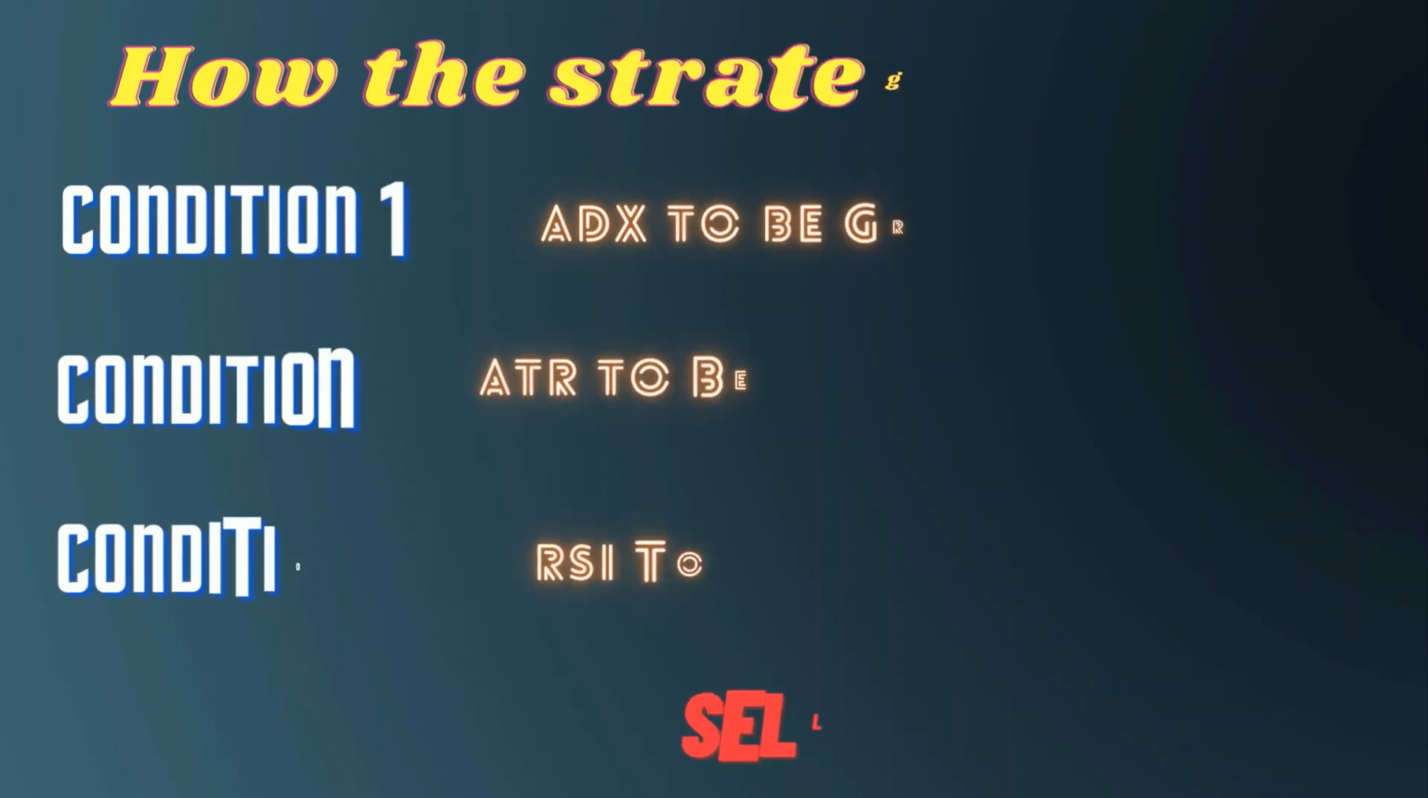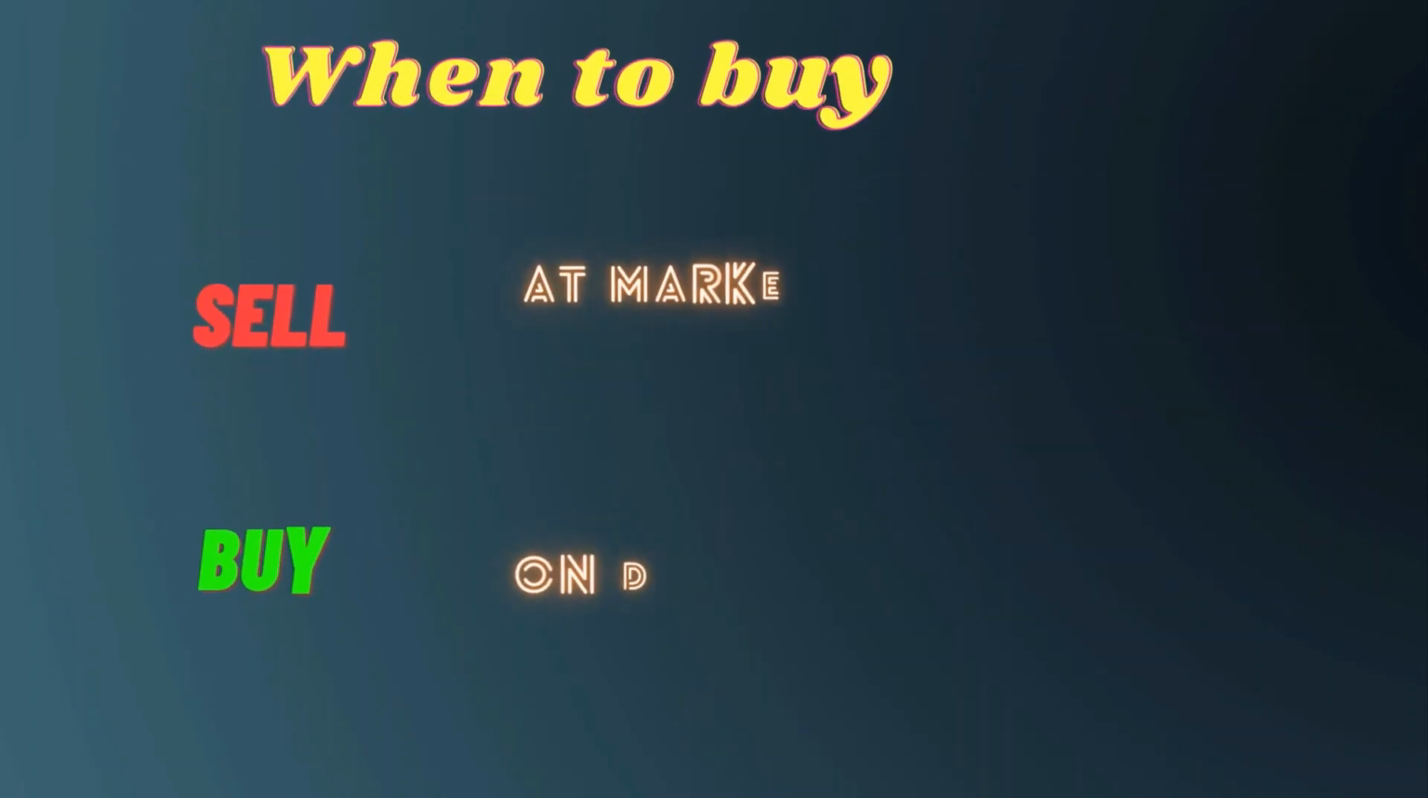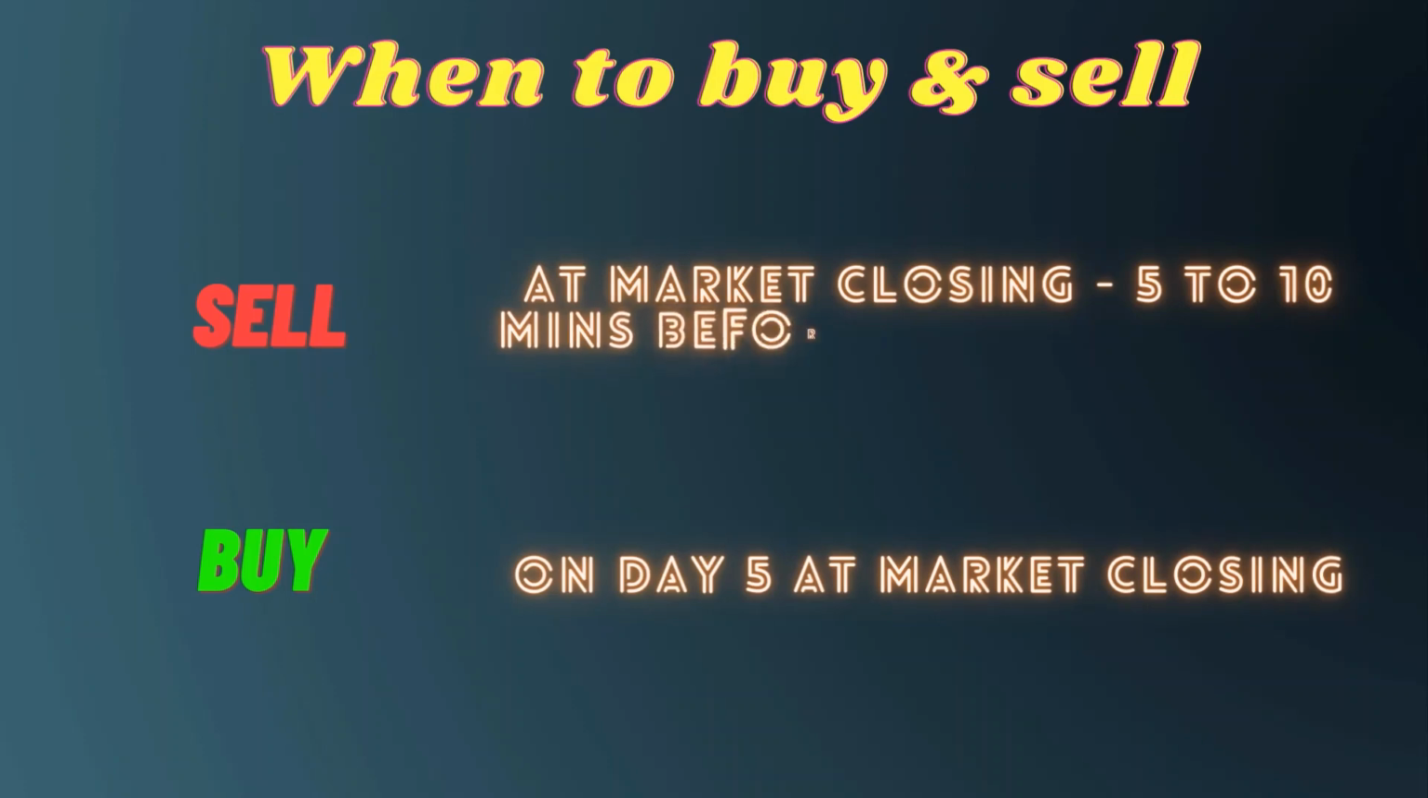The strategy again has 3 conditions. Condition 1, ADX has to be greater than 45. ATR value has to be less than its previous day's closing value, and RSI has to be greater than 40. When these 3 conditions are met, we go ahead and sell the stock or short futures contract. Now, when to sell and buy, it's pretty much the same. We're going to look for these conditions at market closing, preferably 5 to 10 minutes before the market ends. As soon as we get a signal, we sell and we buy back on day 5 at market closing.